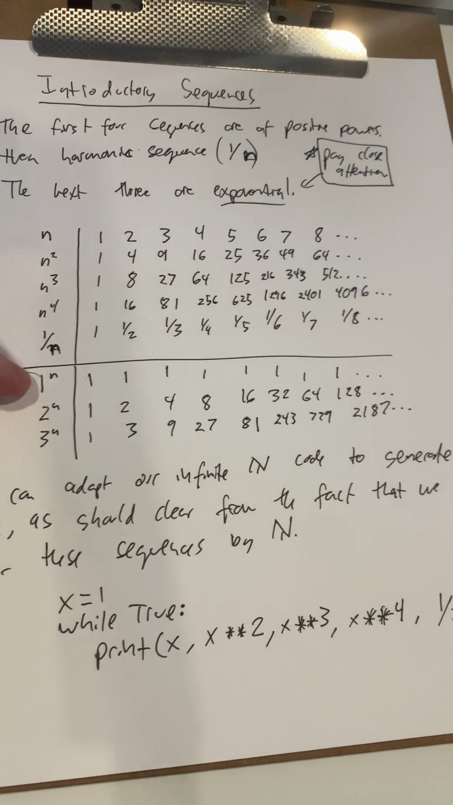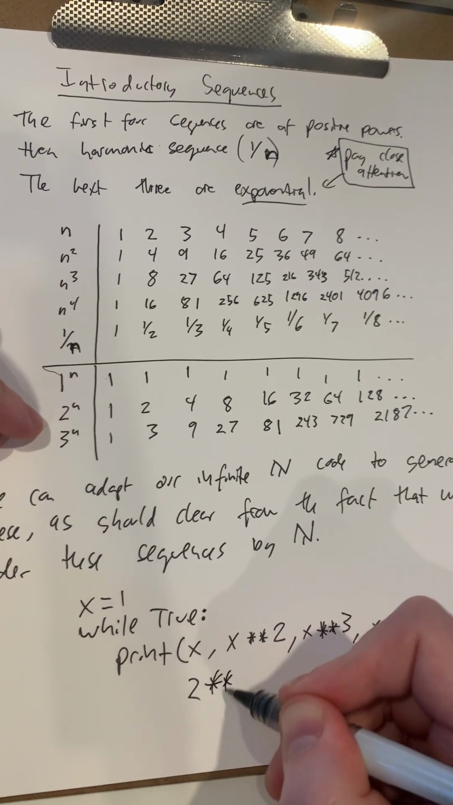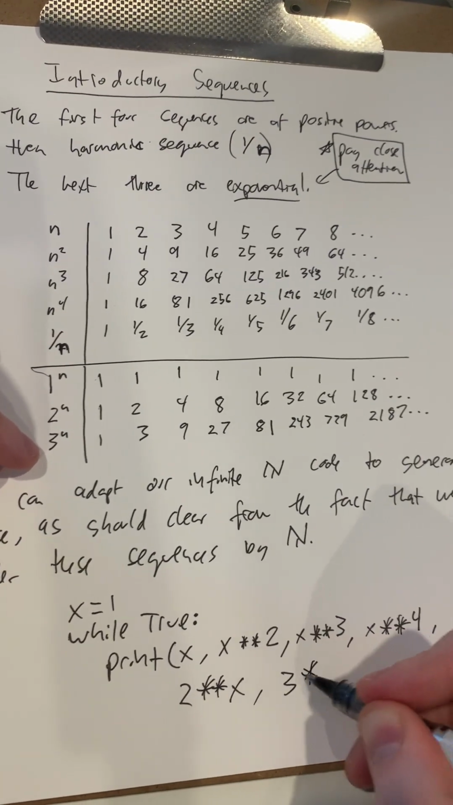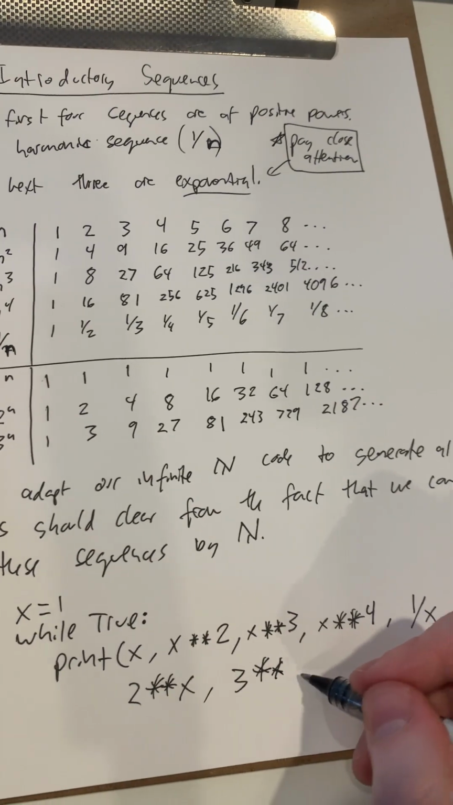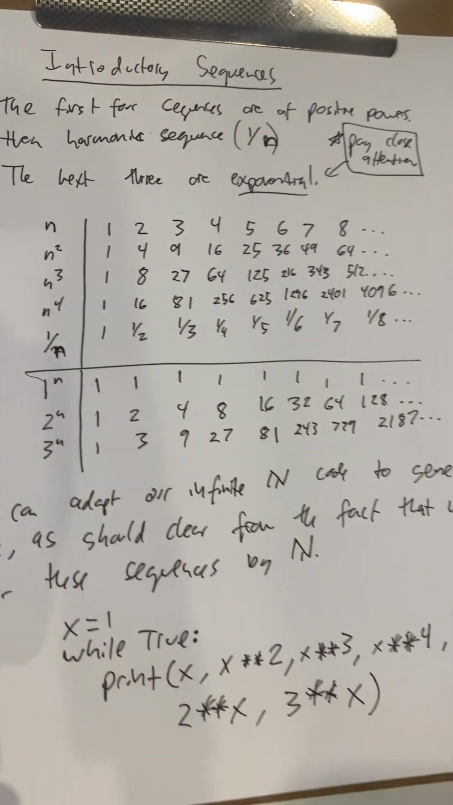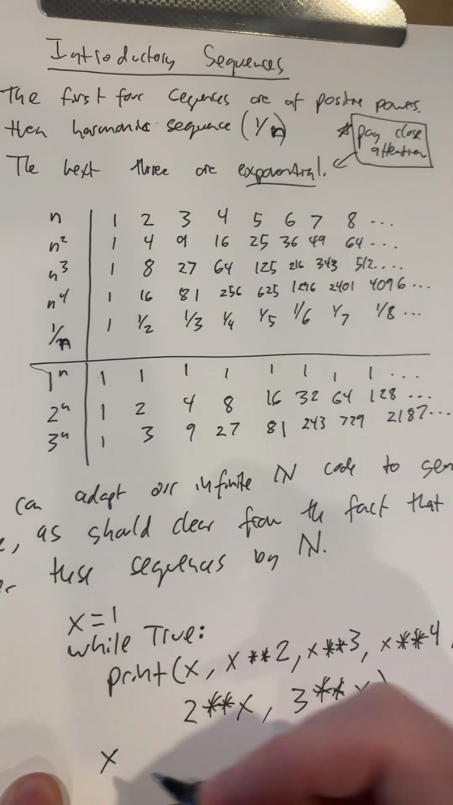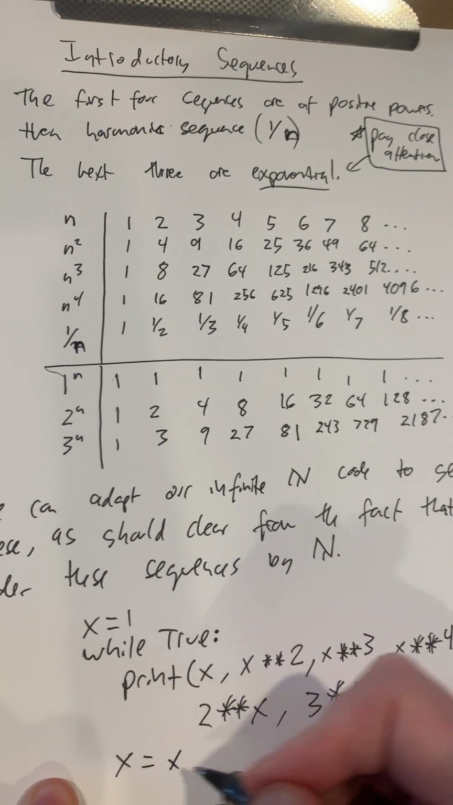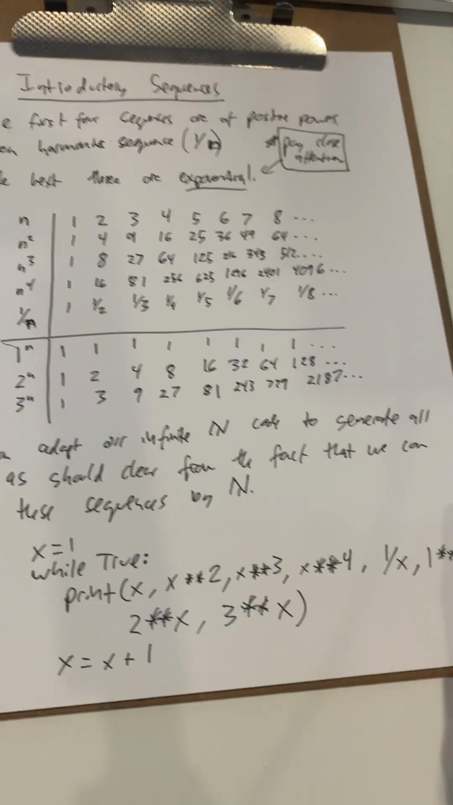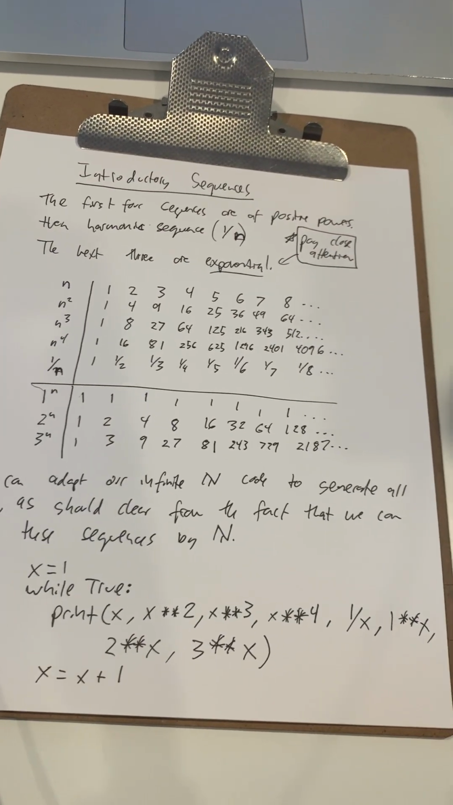Then we're going to print 1 to the x, 2 to the x, and 3 to the x. We've got to remember though, this isn't quite an infinite loop yet. x equals x plus 1. And there we go. That relatively simple little piece of code will generate all of these sequences.